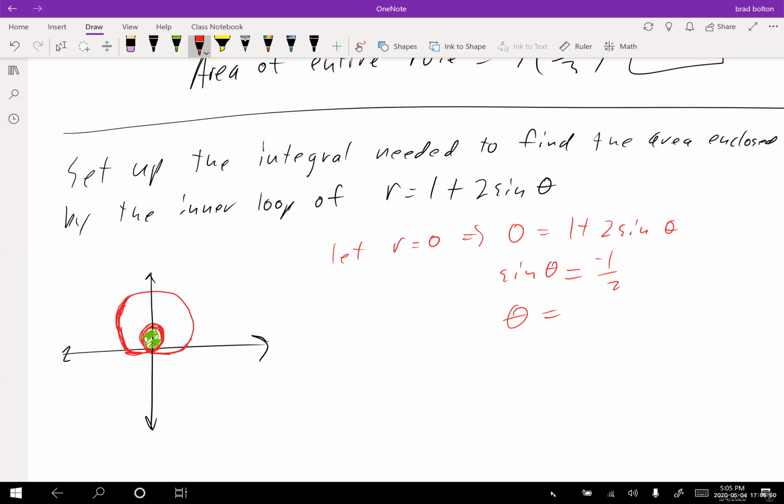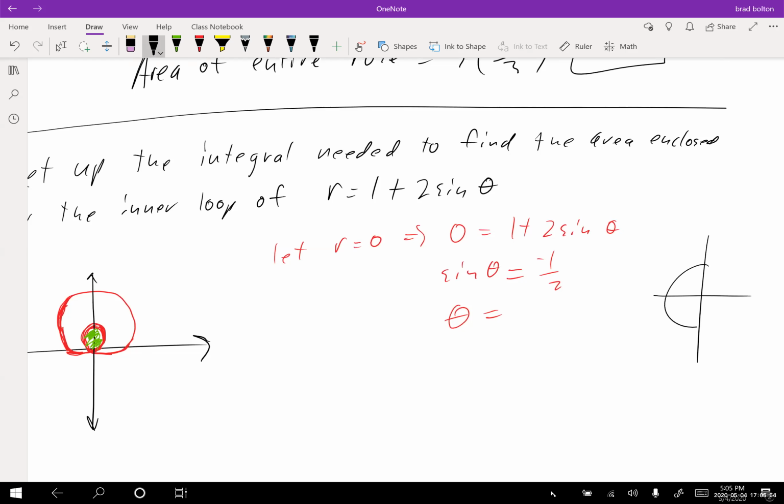What angles? So we take out our unit circle, just like we always do. We got our unit circle, and we say, when is sine negative? Well, first of all, sine is negative in quadrant 3 and quadrant 4. That's when our y coordinate is negative.